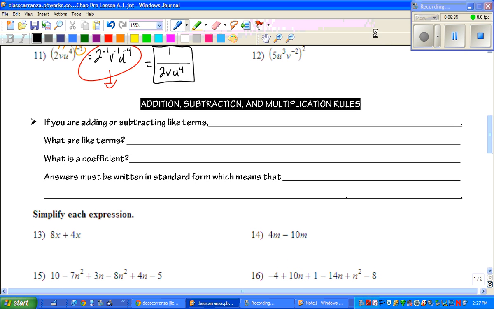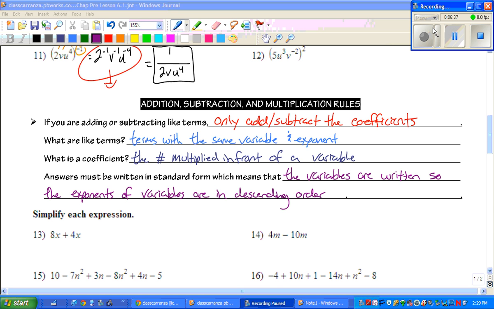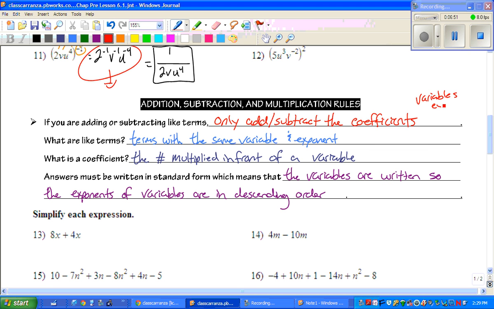Oh my gosh, what goes there? Poof. So that's what we're supposed to write. So, if you're adding or subtracting like terms, you only add or subtract the coefficients, okay? The variables and the exponent stay the same. What are like terms? Terms with the same variable and exponent. The coefficient is the number out in front.